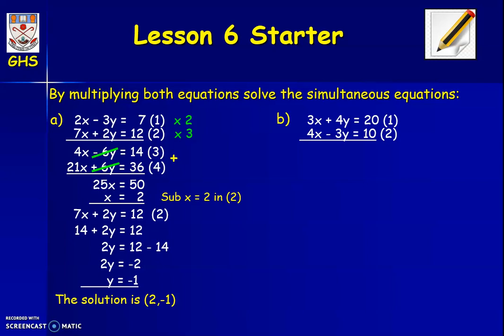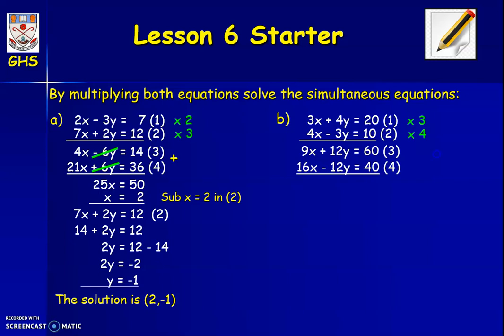If we look at example B, the same idea again. The first thing we have to do is decide which variable we are going to eliminate. We need the same amount of x or the same amount of y in each equation and opposite signs. Again, in this example, we have opposite signs in the y term, so we need to multiply both equations here to eliminate the y term. So equation 1 will be multiplied by 3 and equation 2 will be multiplied by 4. Remember, we get these values from the other equation. Equation 1 becomes 9x plus 12y equals 60. Equation 2 becomes 16x minus 12y equals 40.